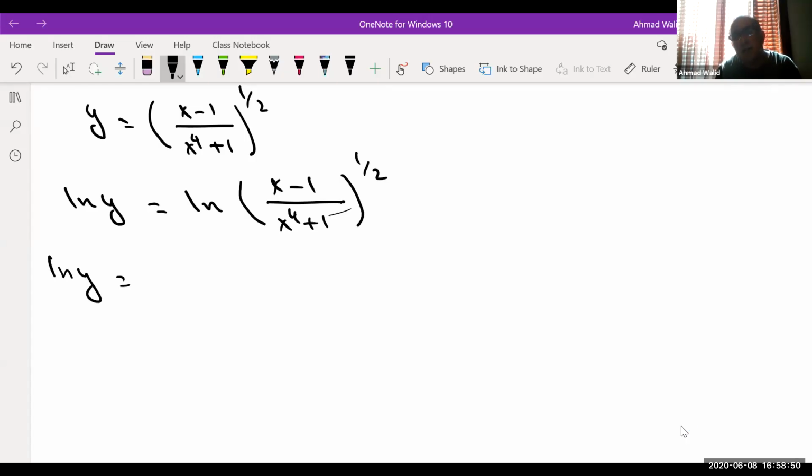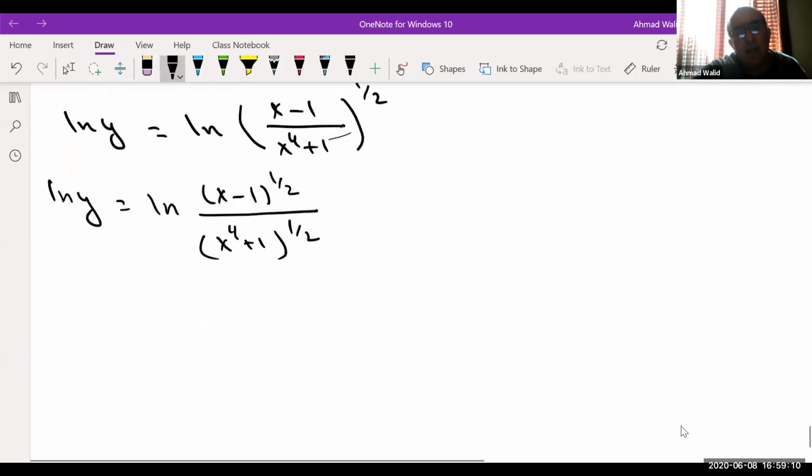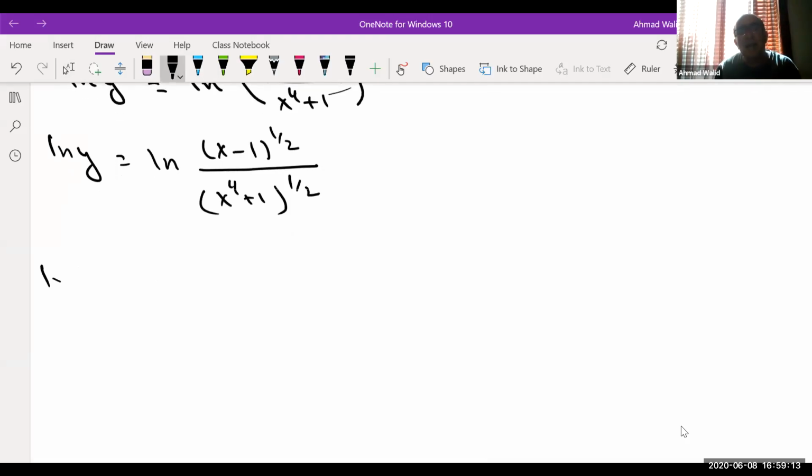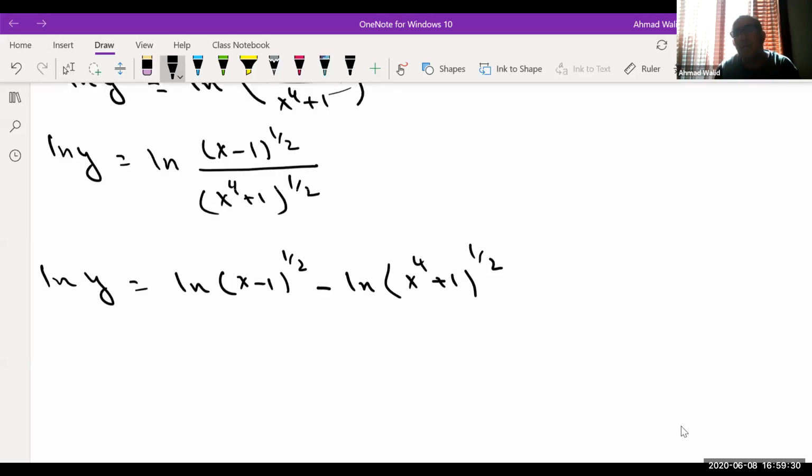Can I rewrite this one as ln of (x minus 1) to the power of 1/2 over (x to the power of 4 plus 1) to the power of 1/2? Now, the ln of a quotient, you change it to subtraction to expanded form. Then ln y equals the ln of the numerator, ln of (x minus 1) to the power of 1/2, minus ln of the denominator, ln of (x to the power of 4 plus 1) to the power of 1/2.